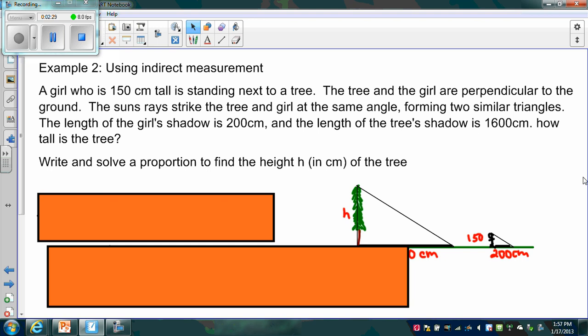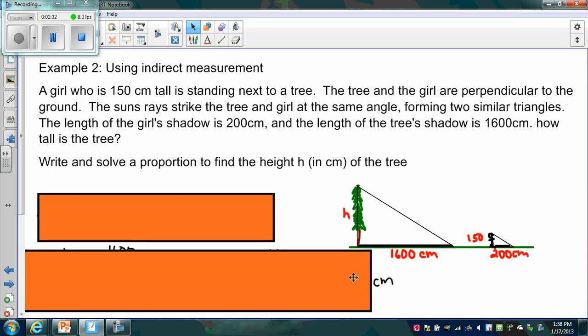So I like to start by drawing a diagram. And in this case, I drew my tree, and we want to know what its height is because they didn't tell us that. How tall is the tree? That's what they're asking. But the length of the shadow is 1,600 centimeters. The girl over here is 150 centimeters tall, and her shadow is 200. But since we know they're at the same angle at the top here, because they tell us that the rays of the sun strike it at the same angle, that means that these are similar triangles. So we can use the ratio of this to this, so the shadows, to find the length of the tree.